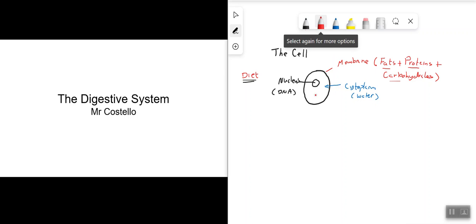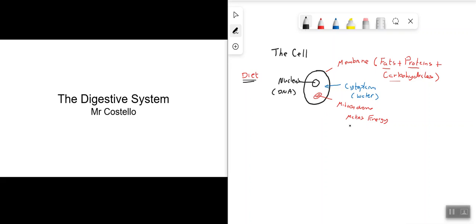Then we have this really important structure called the mitochondrion. It's like a section inside the cell. The mitochondrion is the section of the cell that makes energy, and it gives the energy that the cell needs in order to build the cell and keep the cell going.